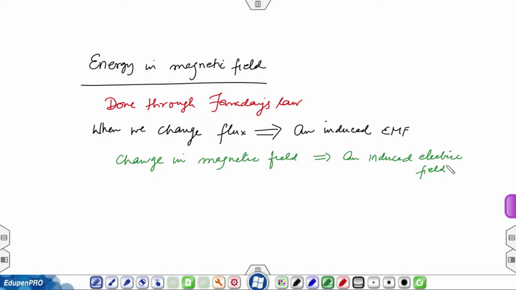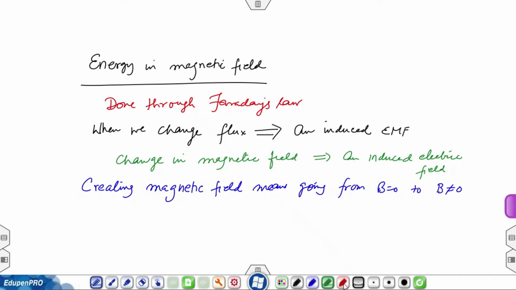So, if you want to set up a magnetic field, right, you start from 0 magnetic field and go to some higher magnetic field, you will be inducing an electric field. And to set up magnetic field, you always need some current. So, you will have to work against this induced electric field to establish this current, and that energy goes into magnetic field.